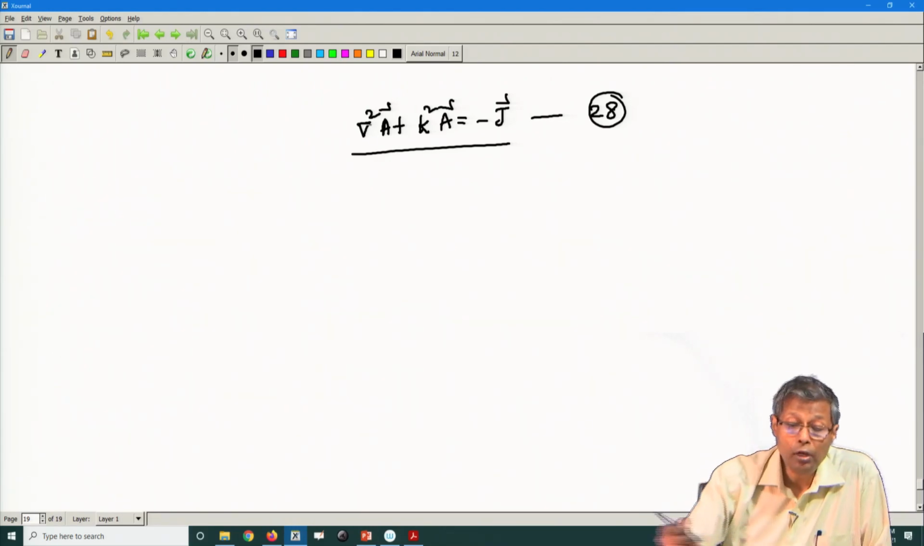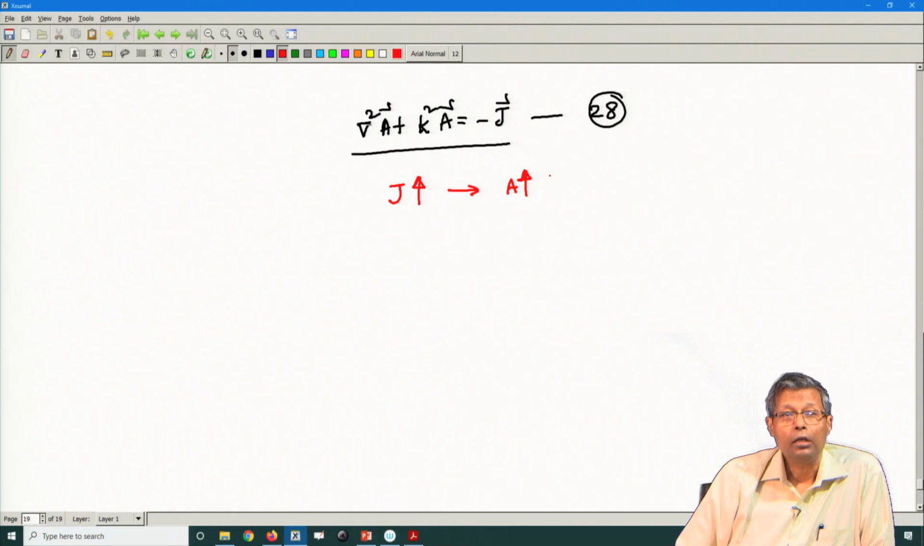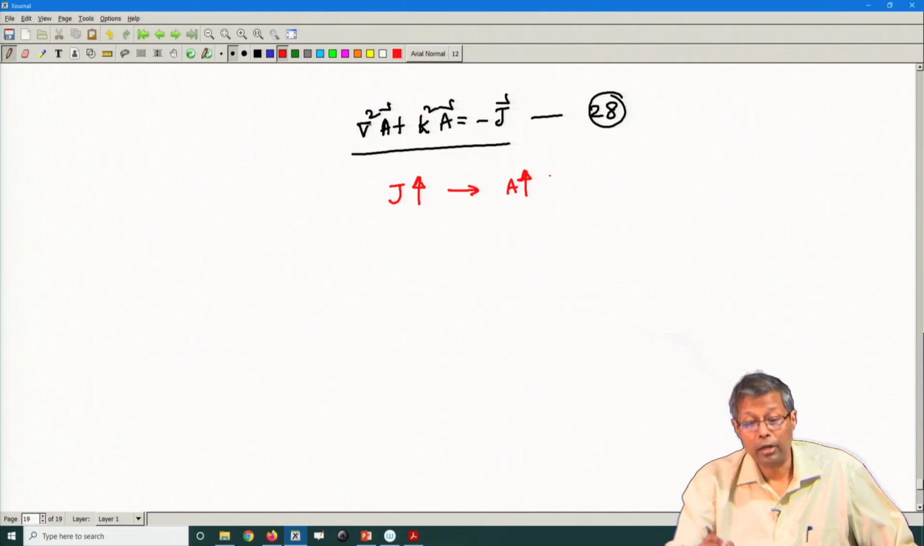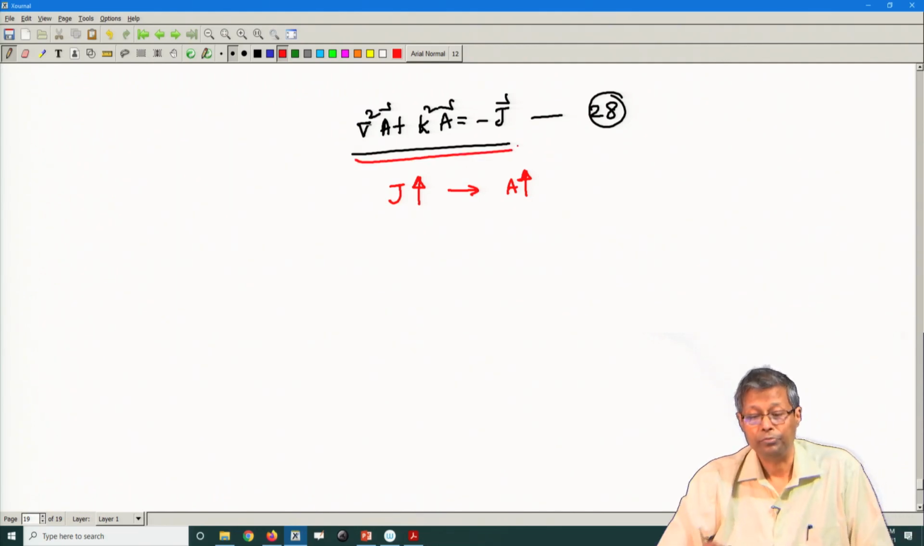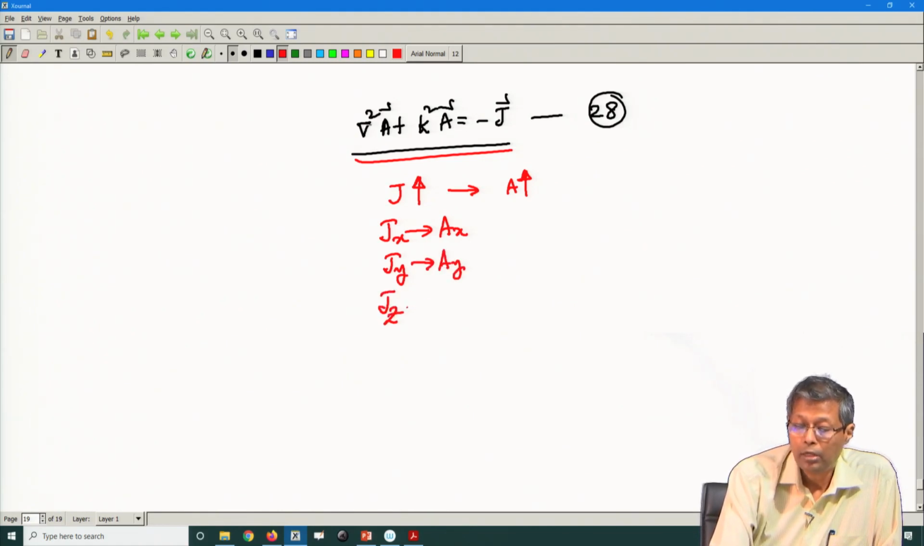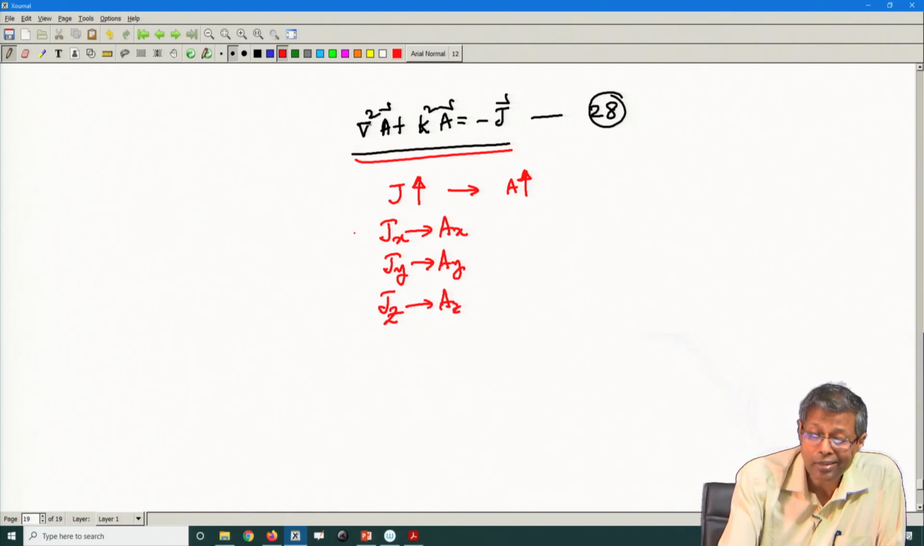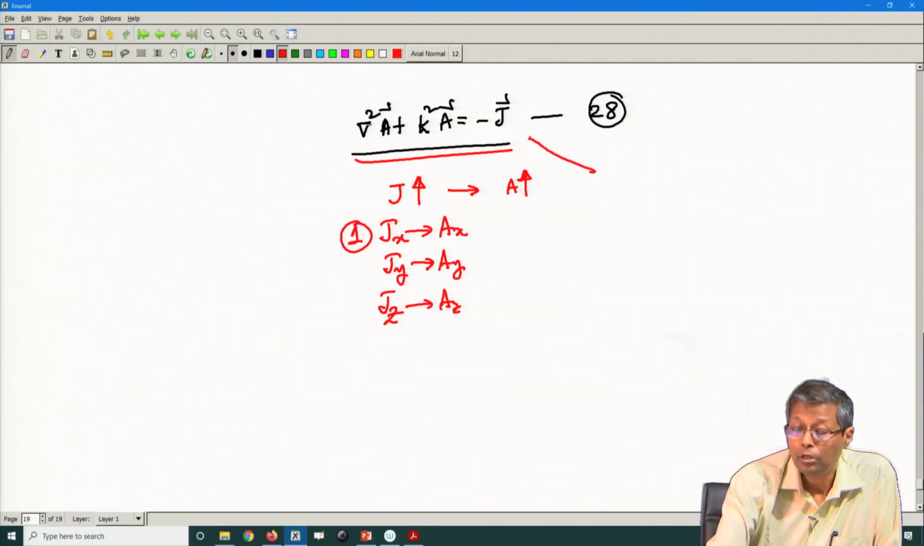Now, you see, one of the important characteristics of Helmholtz equation is that the polarization of J and the direction of A, they are the same. So, J and A must point in the same direction because of the nature of this equation. If J is x directed, A will be x directed. If J is y directed, A will be y directed, and if J is z directed, A will be z directed. That is the first characteristic of the Helmholtz equation which you should remember.